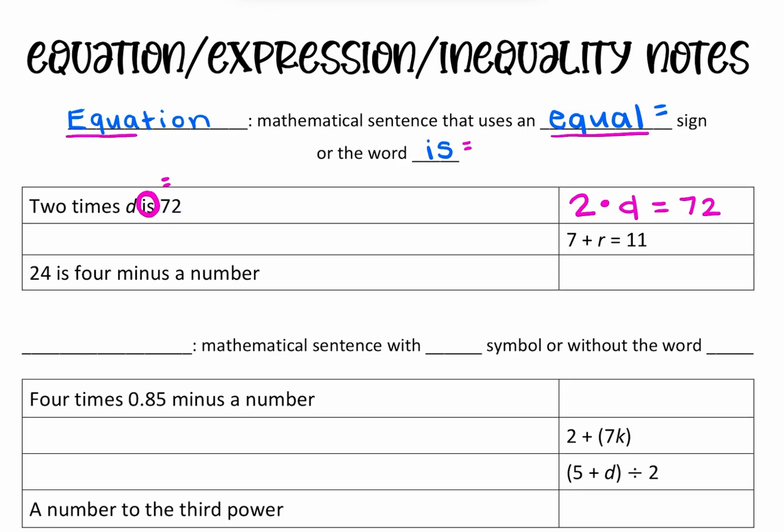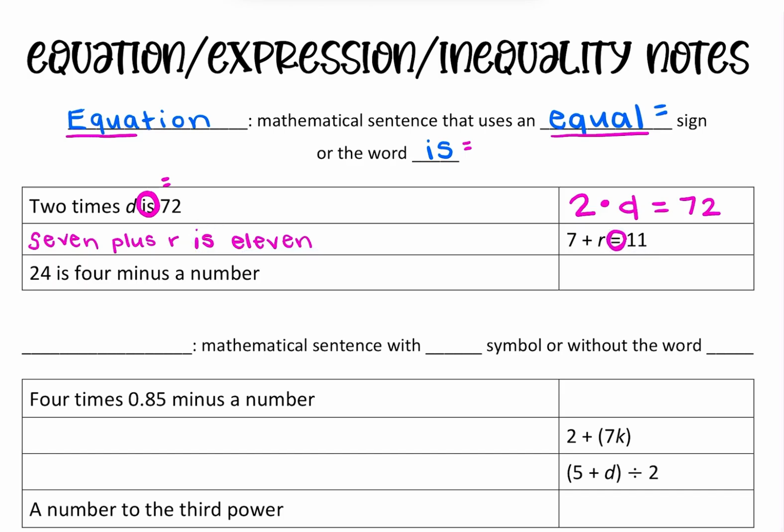Now we're going to go the opposite direction. This starts with the word 7. So we're going to write 7. That's a plus sign, so 7 plus R. And for that equal sign, we're going to use the word is 11. Okay, so we have a problem, it equals something. So again, 7 plus R. The equal sign is the word is, and then 11.